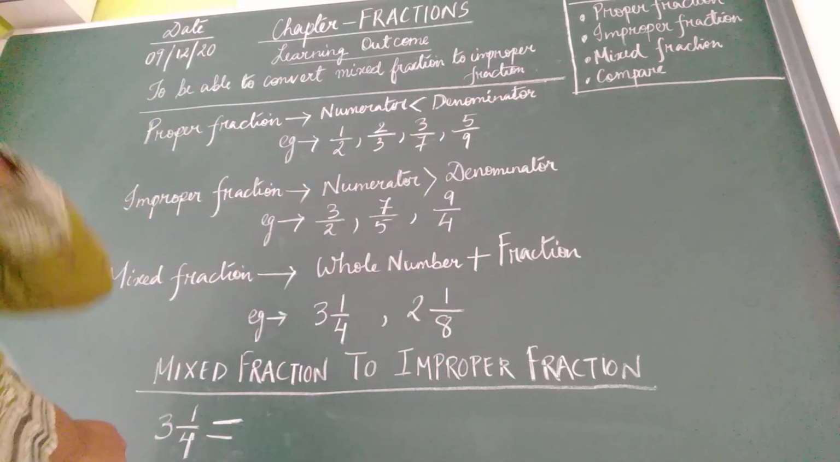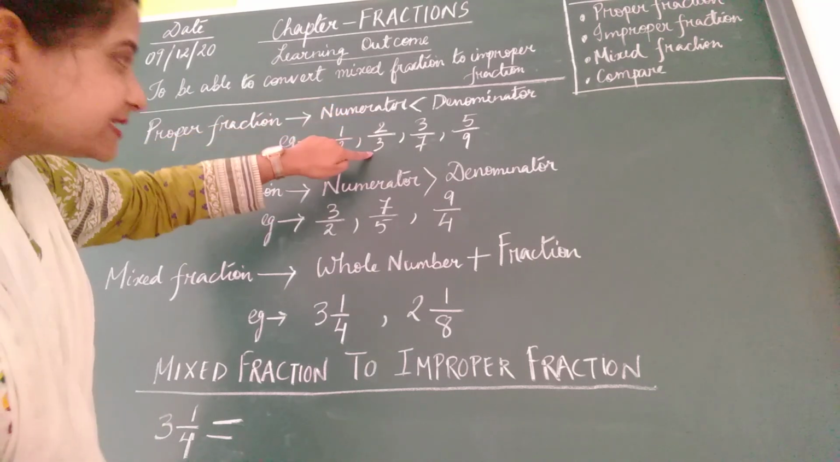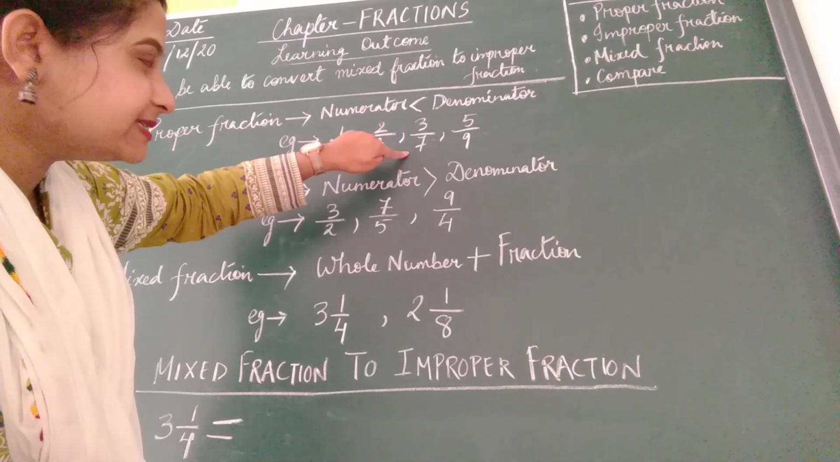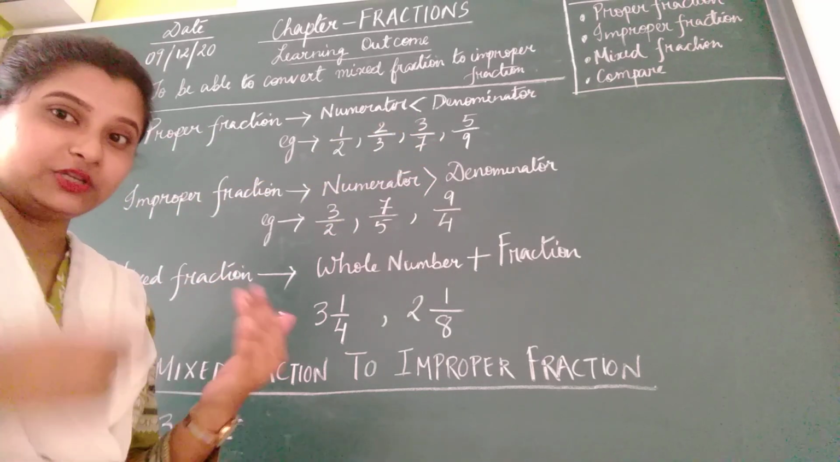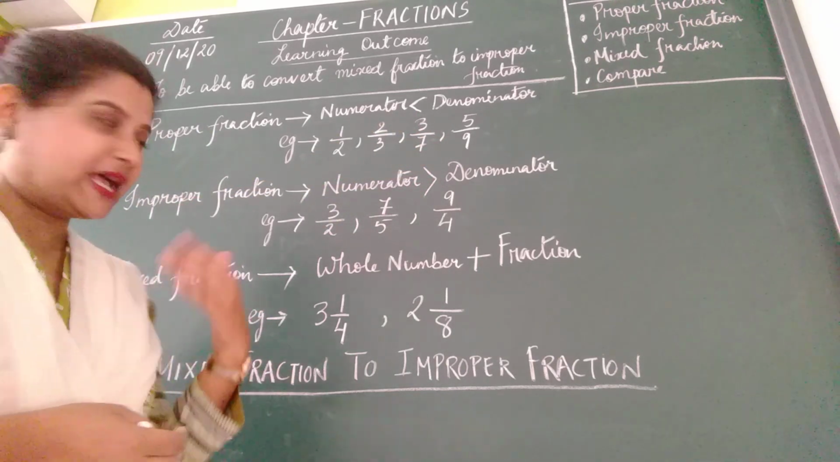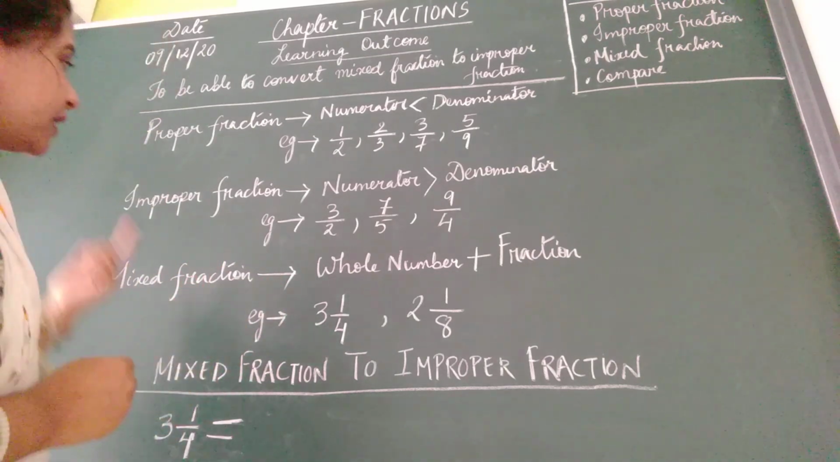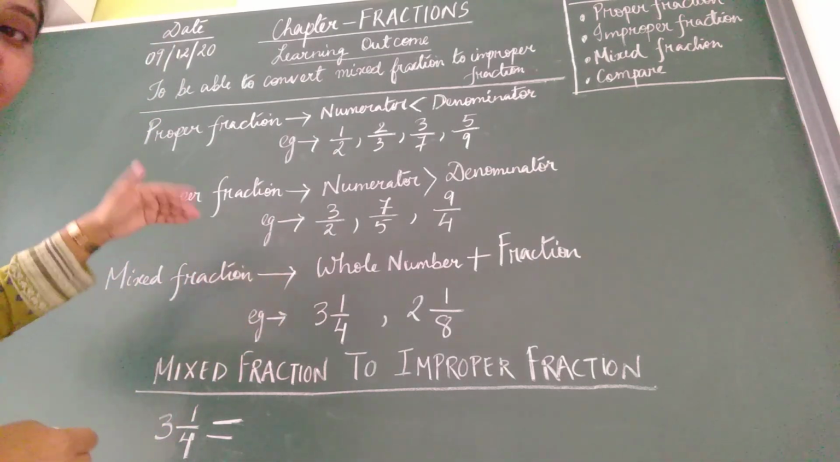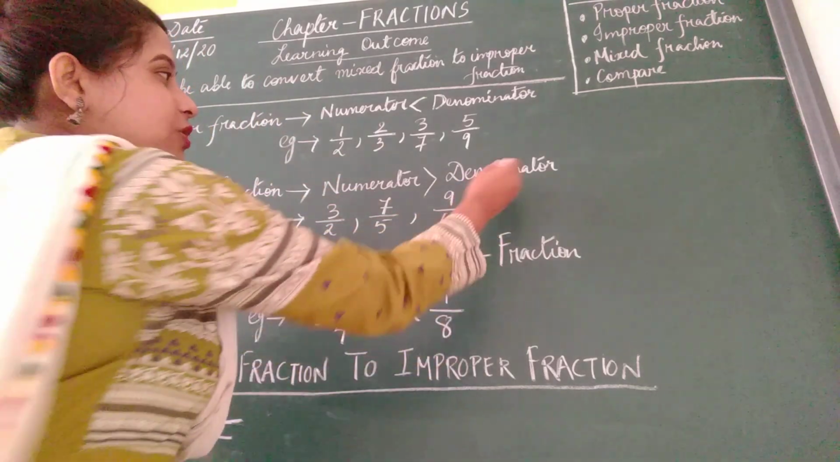So if you observe, 1 is less than 2, 2 is less than 3, 3 is less than 7 and 5 is less than 9. So any fraction where the numerator is smaller than the denominator, that fraction is a proper fraction. Now what is an improper fraction? Where the numerator is greater than the denominator.